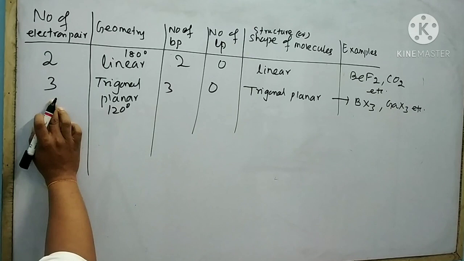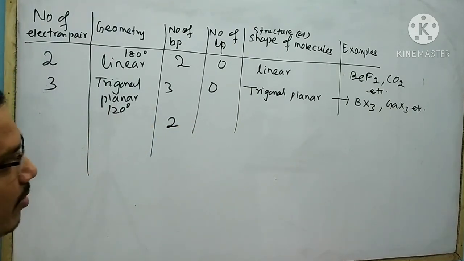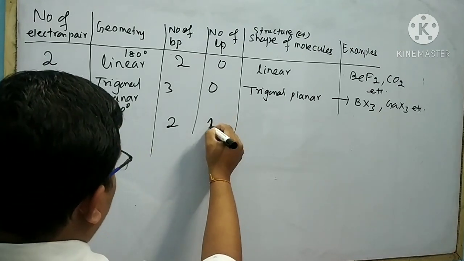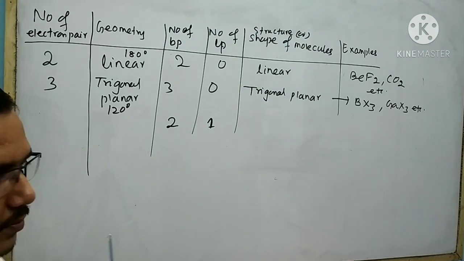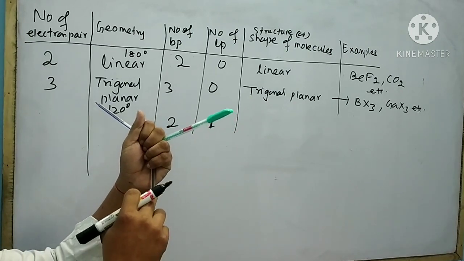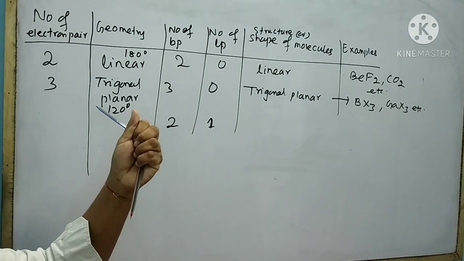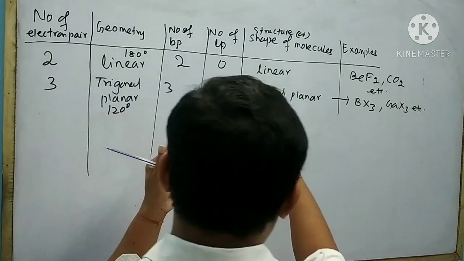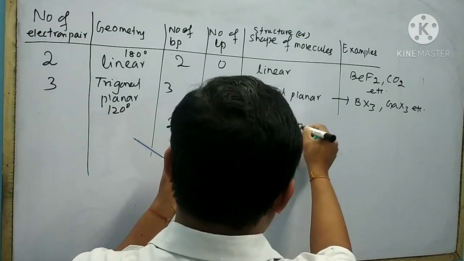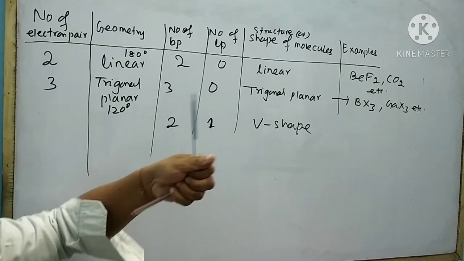Among the 3 electron pairs, suppose 2 electron pairs are bond pairs and 1 electron pair is a lone pair, then what is the shape of the molecule? The 3 electron pairs are present like this. Suppose this is your lone pair, then the shape of the molecule is V shape. Look at that, this looks like V, so it is said to be V shape.